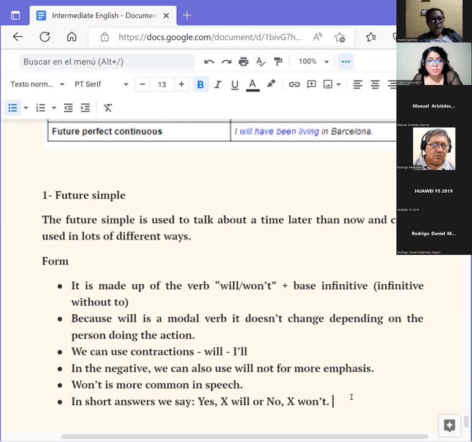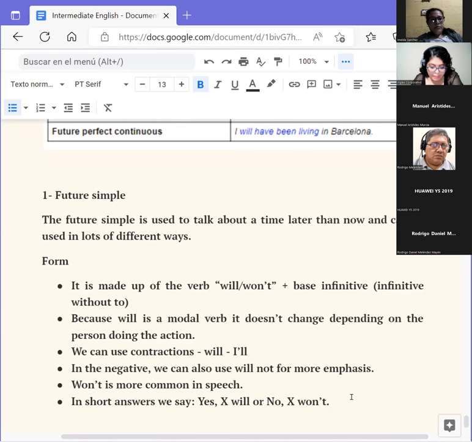So we have las formas del futuro simple. Ya sabemos que utilizamos el will o el won't con la base infinitiva del verbo. Como es un modal, no cambia dependiendo del pronombre, es lo mismo para todos los pronombres. Tenemos las contractions, que no es necesario escribir toda la palabra. En las negativas también podemos utilizar will not, no solamente won't. Won't es más común en la forma en la que hablamos cuando conversamos que en la forma escrita. Y en las respuestas cortas solo vamos a utilizar yes, I will, yes, she will, o no, I won't, no, you won't, and no, he won't. And that's the short answer.